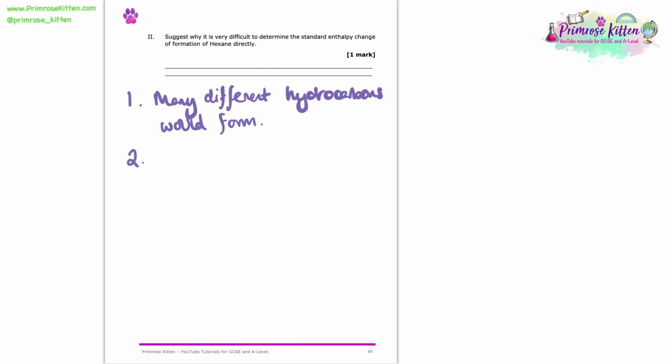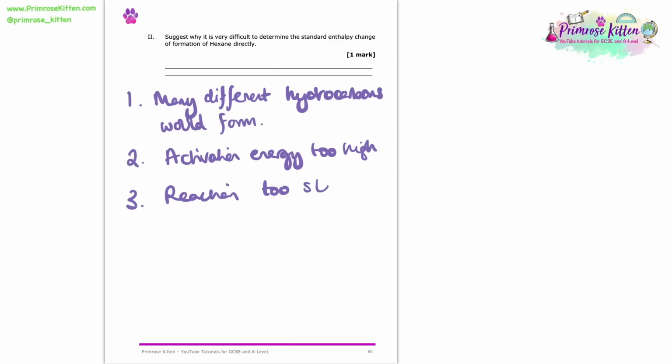Another option is that potentially the activation energy is just too high, so this reaction just won't really take place. And also maybe the reaction is just too slow. Because the reaction is too slow, you're going to be there all day trying to observe it, and you're not going to get measurable results that you can then use to experimentally determine this result. So those are 3 good suggestions as to why it's difficult to determine the standard enthalpy change of formation of hexane directly.